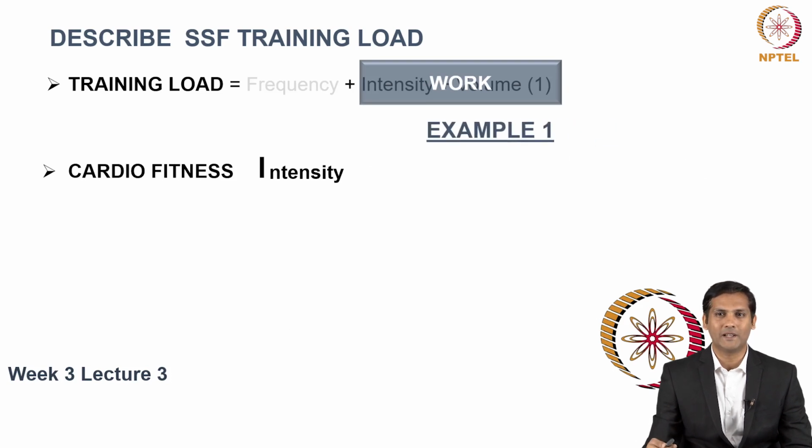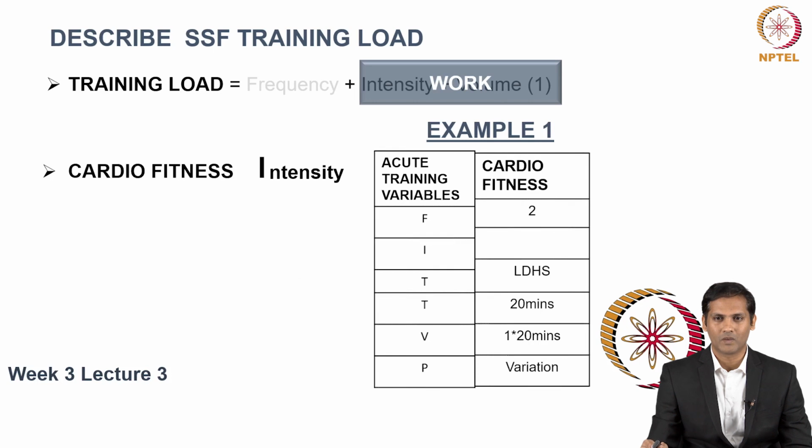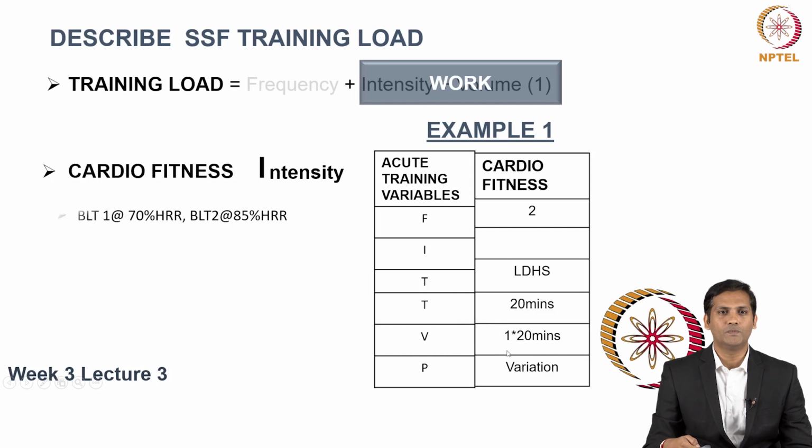Let's relate it with an example. You have prescribed a weekly workout to improve your cardio fitness, where the frequency is 2 times, the volume is 20 minutes per workout, and you do 1 set. Let's assume the baseline of your blood lactate threshold 1 has come to be around 70% of HRR and blood lactate threshold 2 has come to be around 85% of HRR. Now this is calculated separately before the training routine starts, which is considered a fitness stress assessment.